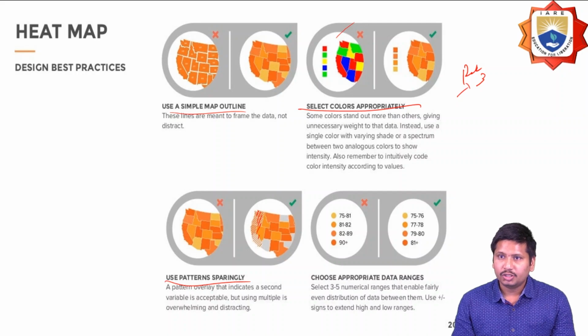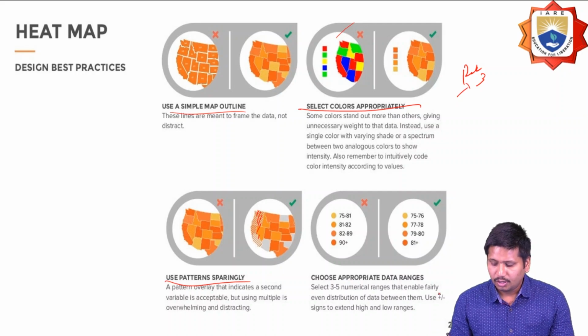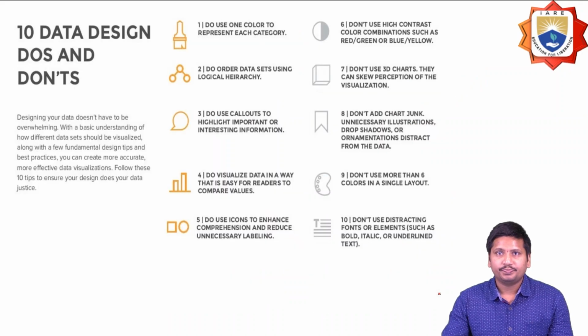Our next one is to choose appropriate data ranges. It is better to select between 3 to 5 numerical ranges that enable a fairly even distribution of the data, and use plus or minus signs to extend the high and low ranges. Okay, so these are some of the design practices of the heat map.